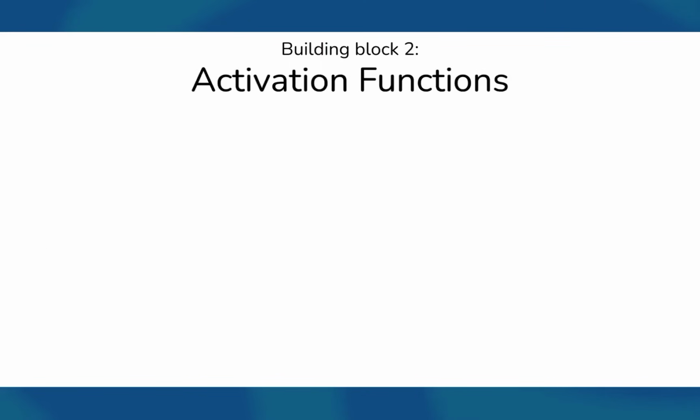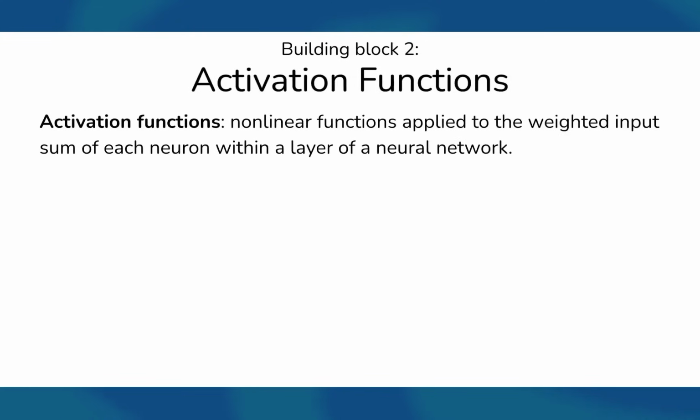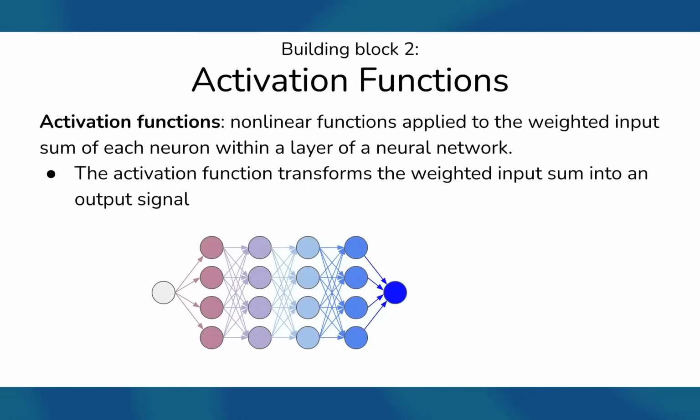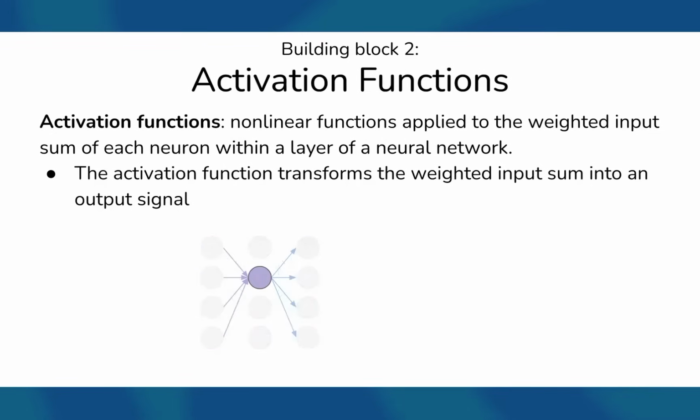Now let's talk about activation functions. These are nonlinear functions applied to the weighted sum of each neuron within a layer of a neural network. So the activation function transforms the weighted input sum into an output signal, which is then fed to the neurons at the next layer. If we look at this specific neuron here, it's receiving inputs from the previous layer, and it will output to the next layer. The different connections may have different strengths or weights. So that neuron that we're looking at has a strong connection to the first neuron of the previous layer, and a somewhat strong connection to the third neuron in the previous layer, but the other two neurons don't have a very strong connection.